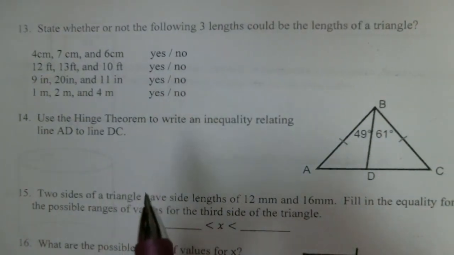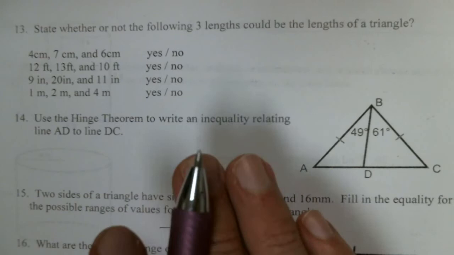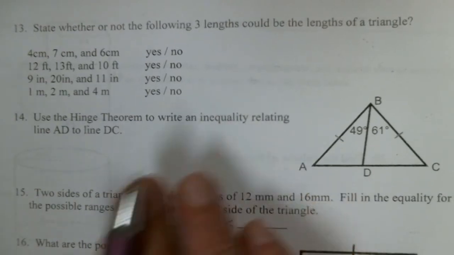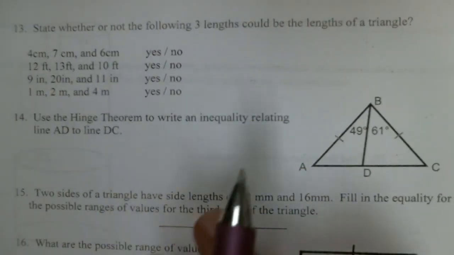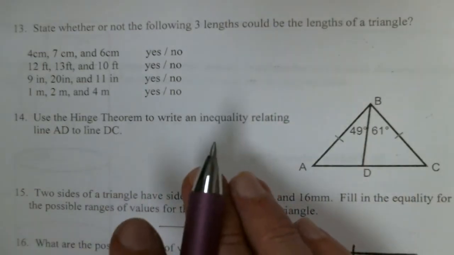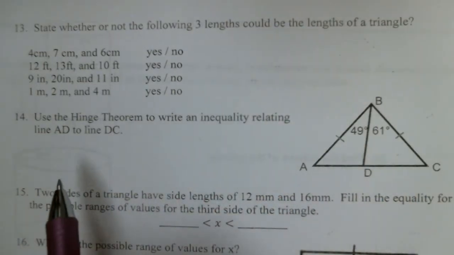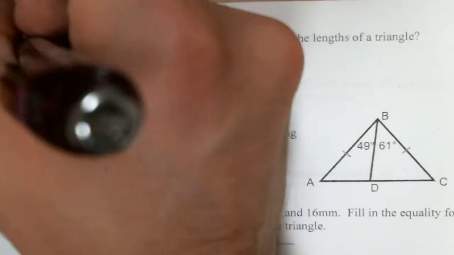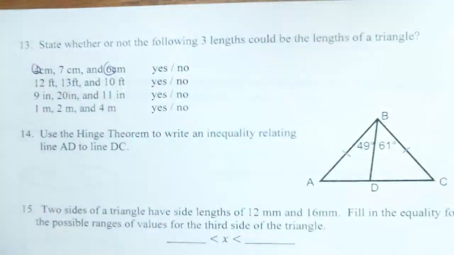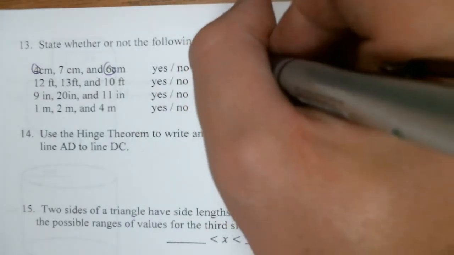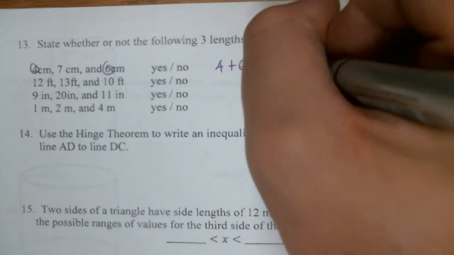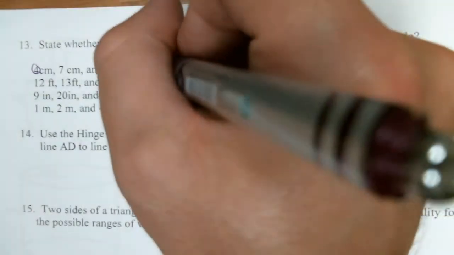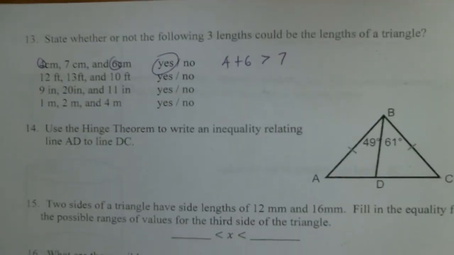And the little trick that I taught you guys is all you have to do is add the smaller numbers together to find the two smallest ones and see if that's bigger than the third. You don't need to go through all three combinations. If the two smaller sides are greater than the third side, they can't be equal, then yes, I can form a triangle. So the first one here, I'm looking at the two smaller numbers, 4 and 6. Is 4 plus 6 greater than 7? Yes, it is. 10 is greater than 7. So yes, I can make a triangle out of that.